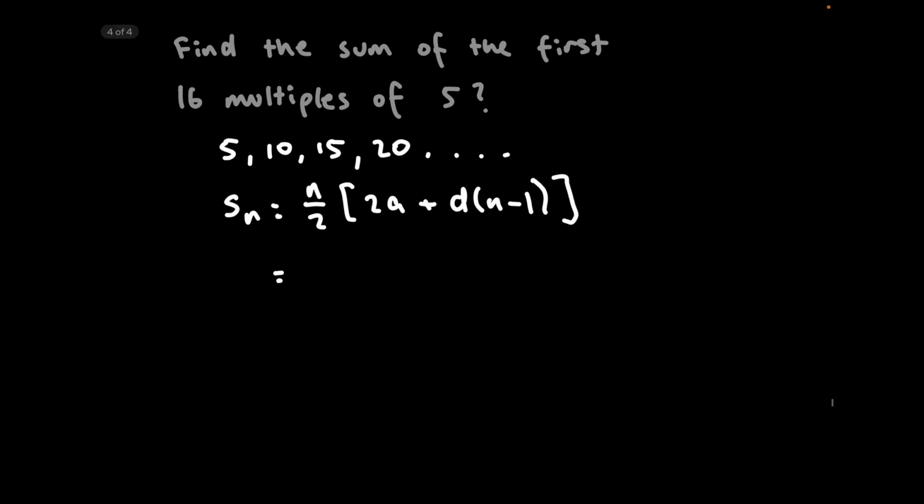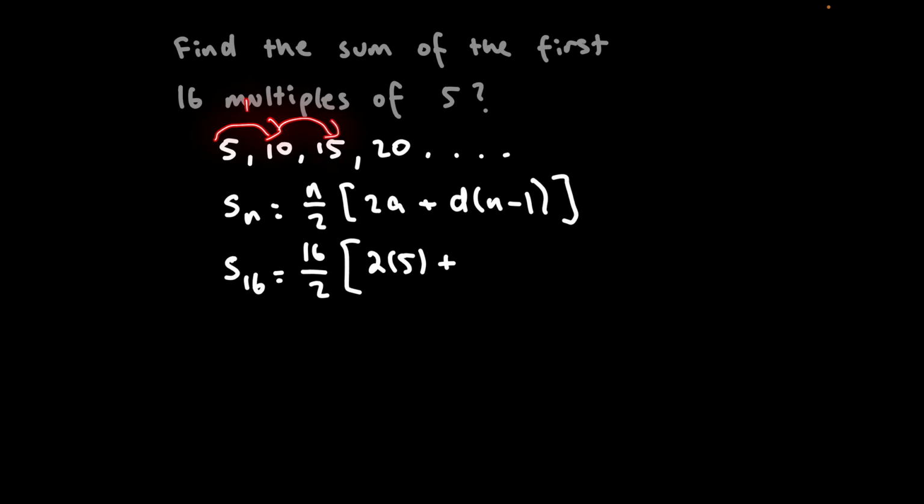So in this case, we get 5 divided by 2. No, that's wrong. We need 16 multiples. So the number of multiples we need is 16. That would be S of 16. So 16 divided by 2 times 2 times the first term, which is 5, plus the common difference between each term, which is going to be plus 5. So we can do plus 5 times n take 1. And n, in this case, again, we said was 16.